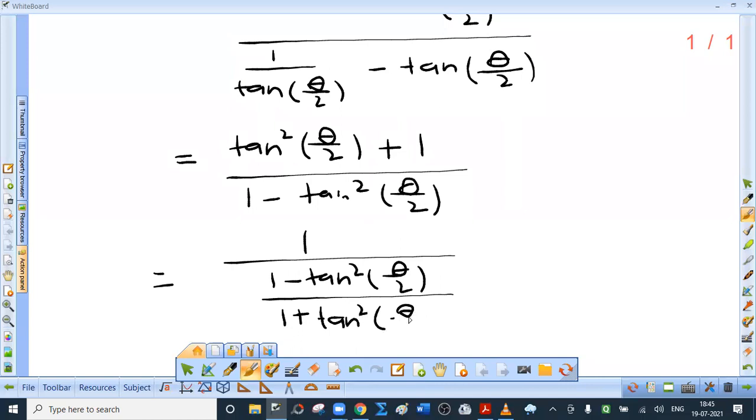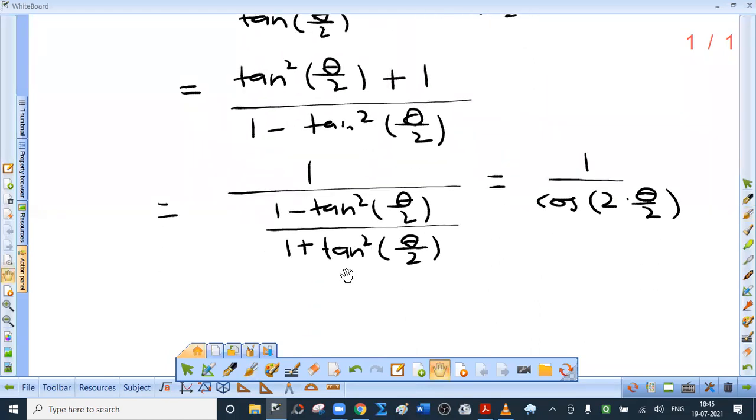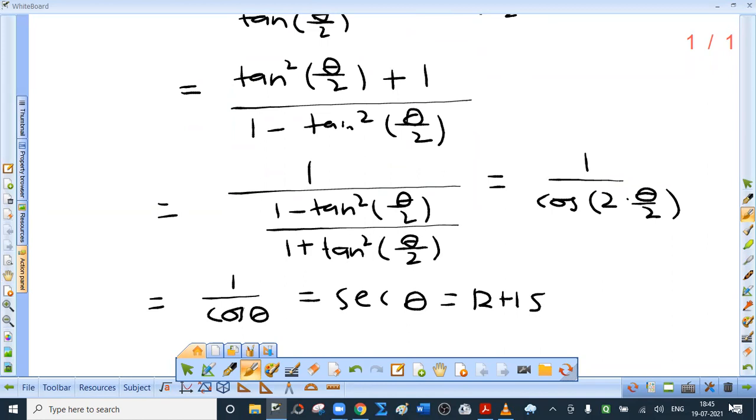See, we should not write an altogether different thing, but we can write the same in a different form, which is allowed. Now why write like this? See, (1 minus tan square theta by 2) upon (1 plus tan square theta by 2) is cos of 2 times that angle. So 2 times theta by 2. What is 2 times theta by 2? Theta. So this is nothing but 1 upon cos theta, which is sec theta, which is nothing but the right hand side. Right.